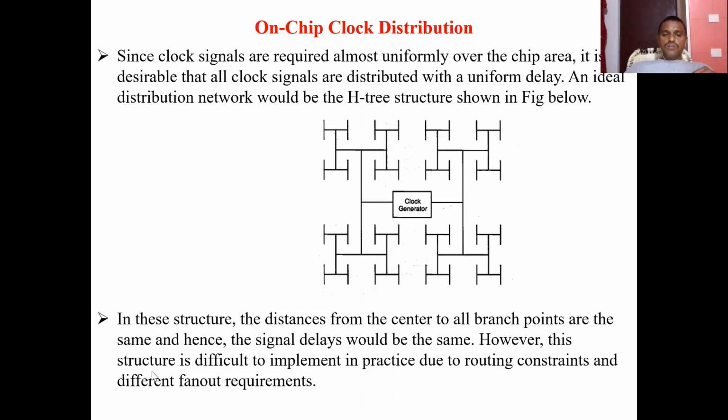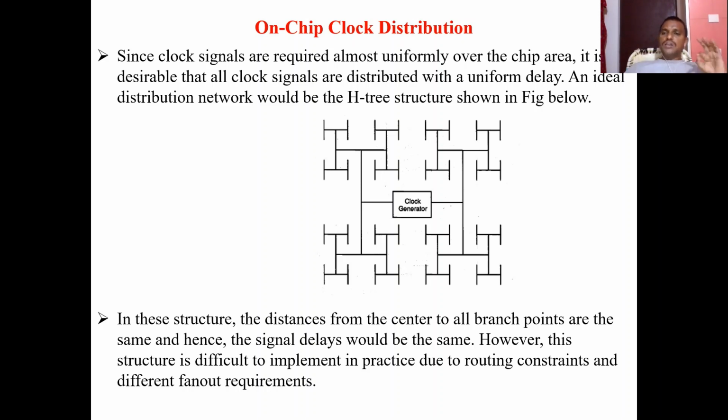Okay, so what is the disadvantage of this one? We will see here. In these structures, the distance from the center to all branch points is the same, and hence signal delay would be the same. However, the structure is difficult to implement in practice due to routing constraints and different fan out requirements. So if you observe this one, it looks somewhat difficult because at one point we are going to generate this clock signal, and we are going to supply this clock signal throughout the chip area. Okay, that means a problem will be created.